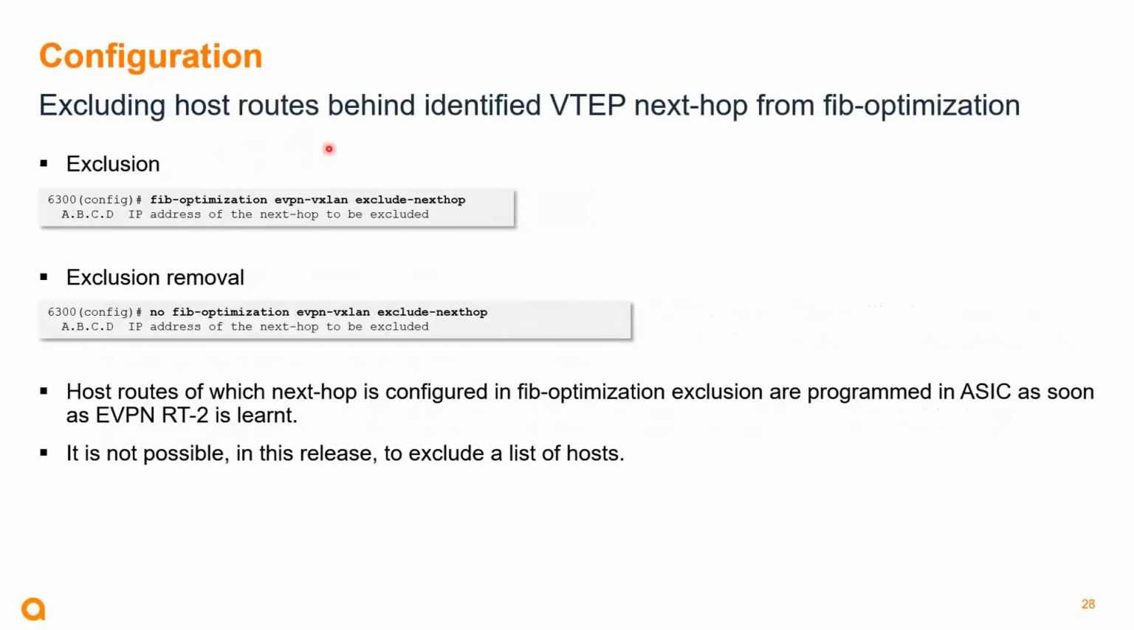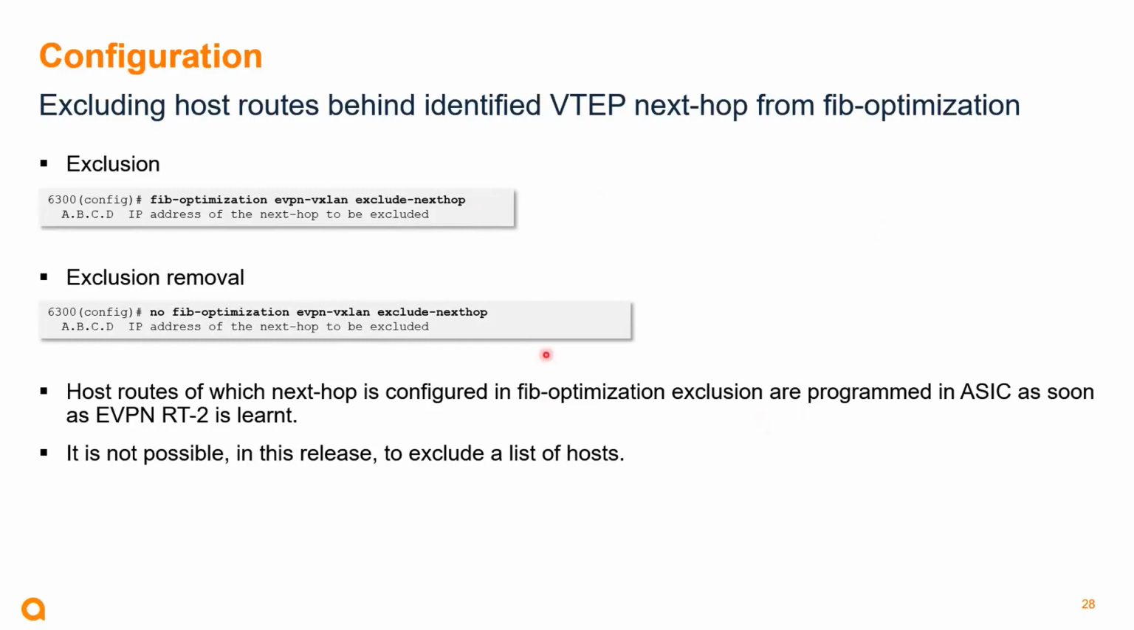Configuration for exclusion: as we mentioned, the border must be excluded. So here, the exclusion is on the next hop. You are going to exclude with that command, FIB optimization EVPN VXLAN exclude next hop. Here you will put an IP that is not the destination IP of the host route entry that you want to exclude from the optimization, but the VTEP that is the next hop. So for the EVPN routes that you received with a VTEP next hop, this is the next hop that you will put in the exclusion list if you do not want those corresponding EVPN routes to be optimized. So they will always be programmed into the hardware. You can remove that, and it is not only one IP. In the command you can have multiple IP addresses for the next hop.